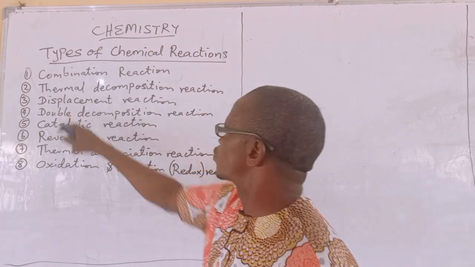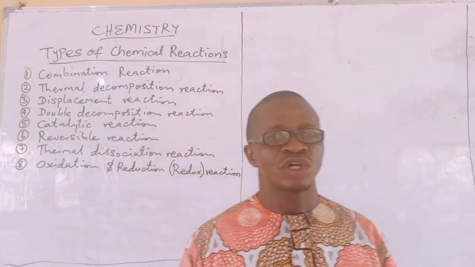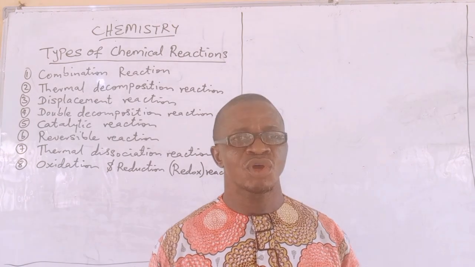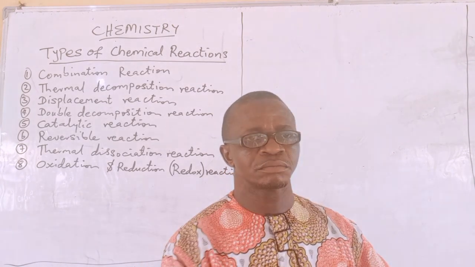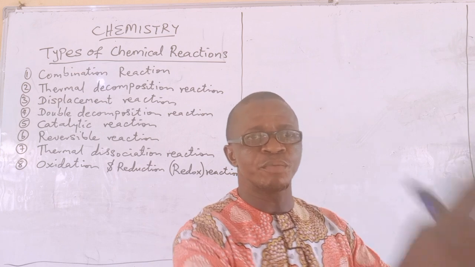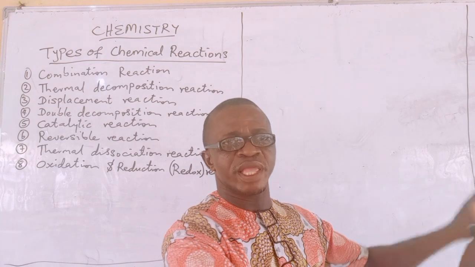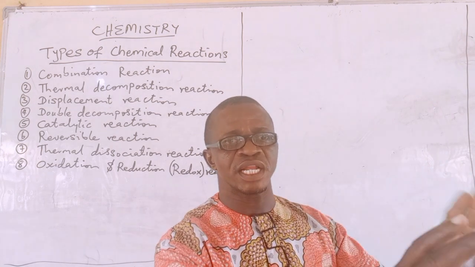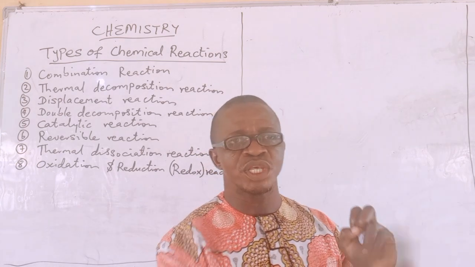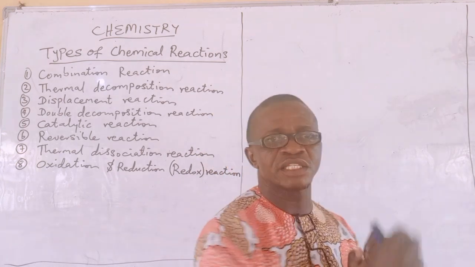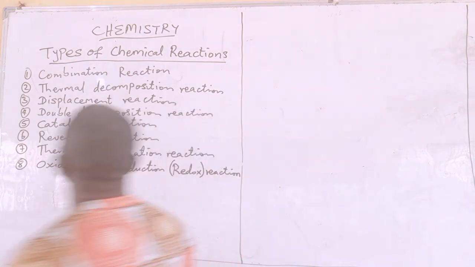Now, let's go to the next type, and that's double decomposition reaction. When we are talking about double decomposition reaction, we are talking about two reactants breaking. A breaking into two, B breaking into two, then positive and negative each. After breaking, you have positive and negative, positive and negative. So now the positive of A will take the negative of B, and the positive of B will take the negative of A to form two different products.